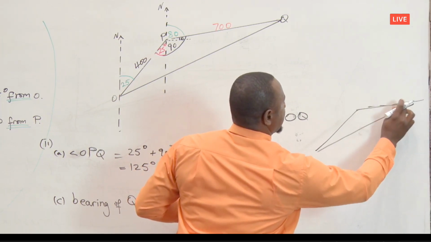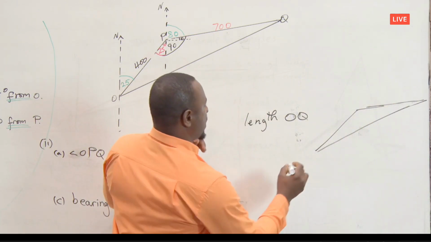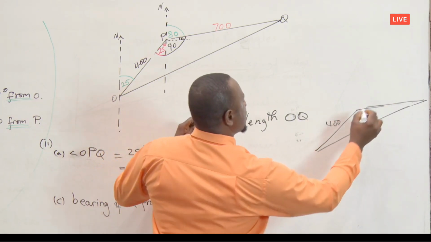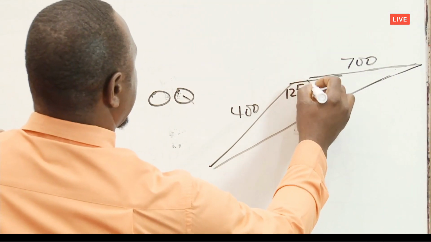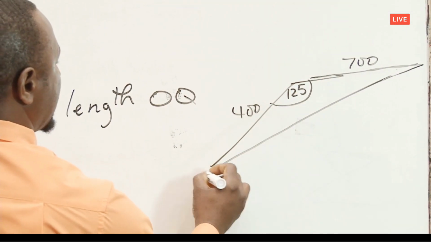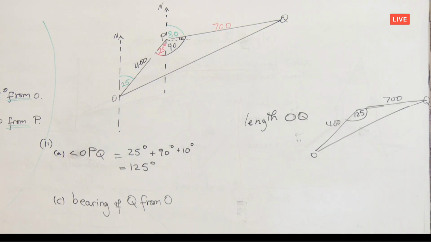If we do a sketch of the diagram, we have 400 here, 700 there. We have 125 inside here. We need to find the value for this side, X. Not going to be a problem because it's a non-right angle triangle. We know we need to use our sine rule or our cosine rule.